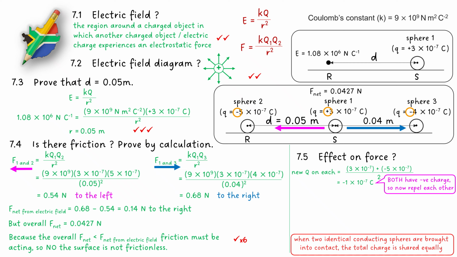Initially, sphere 1 and 2 attracted each other as they had opposite charges, but after touching and sharing the charge equally, they both became negatively charged, and so now they repel each other. If we now find the electrostatic force between these two charges, we get 0.036 newtons. This force is smaller than the initial force between them. So we can say that after touching, the force between the two spheres decreases.